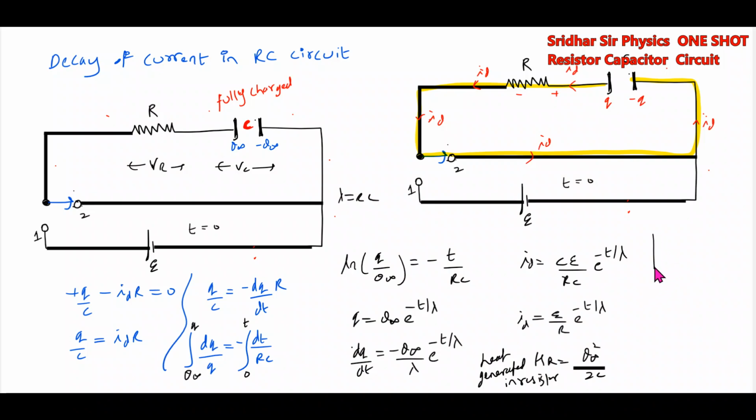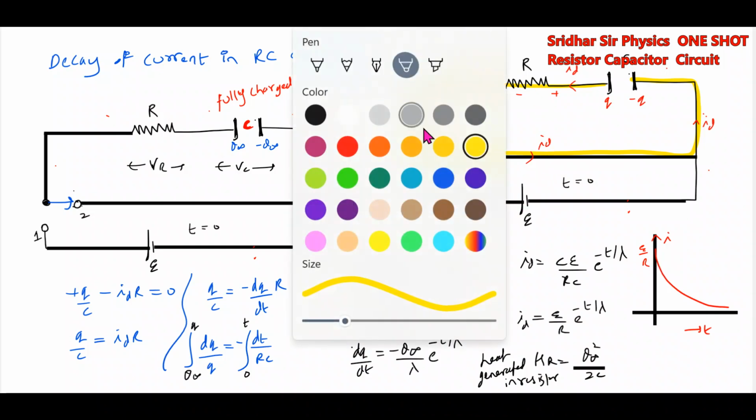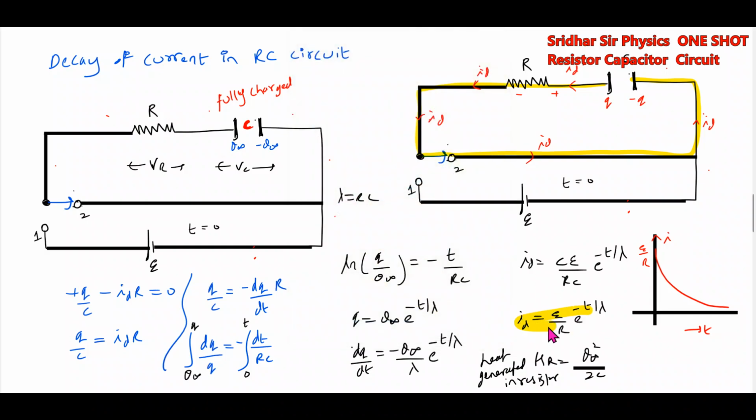How will the graph be? Roughly you can have the idea here. The current will decrease and finally become zero. So this will be E by R, and this will be t. This is the discharging current. Again you have come across this formula. You have to remember this formula, very very important. And this is the heat generated. This is the time constant formula.